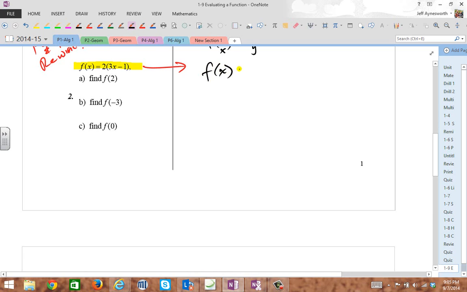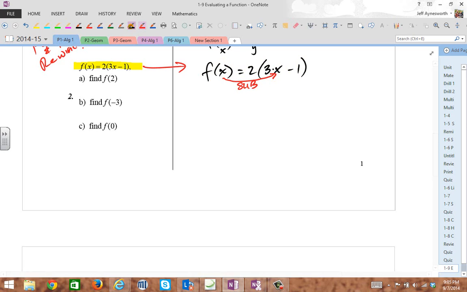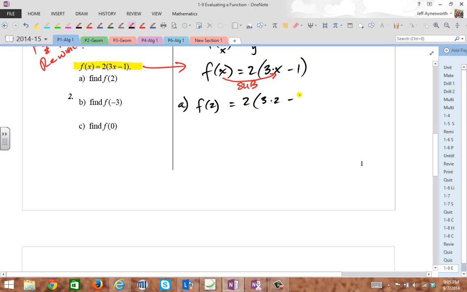Everybody say f of x equals 2 times 3x, that's times x here, minus 1. I need to take this value, whatever value it is, and substitute it in for x. So I'm going to write substitute right there. Now the first one is f of 2. It's 2 times 3 times 2 minus 1.